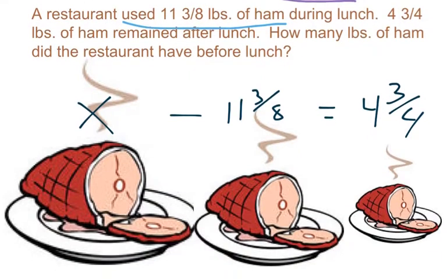So that is a subtraction problem. Anytime you see used up, if you're using it up, it's going away, so we're subtracting it. And then we know how much remains is 4 3/4. We just don't know how much we started with. So here, X is going to stand for the initial weight of the ham.